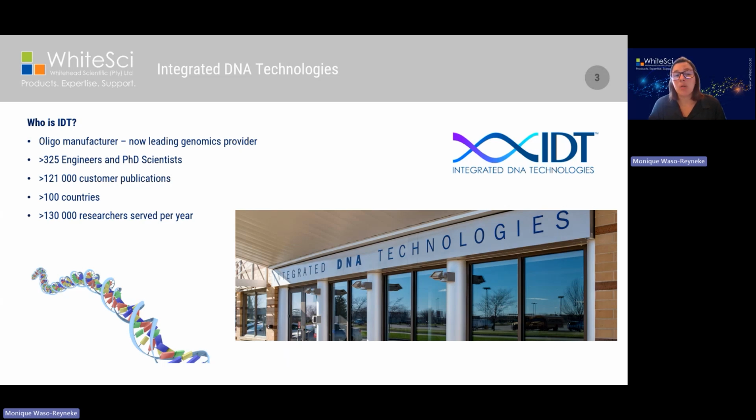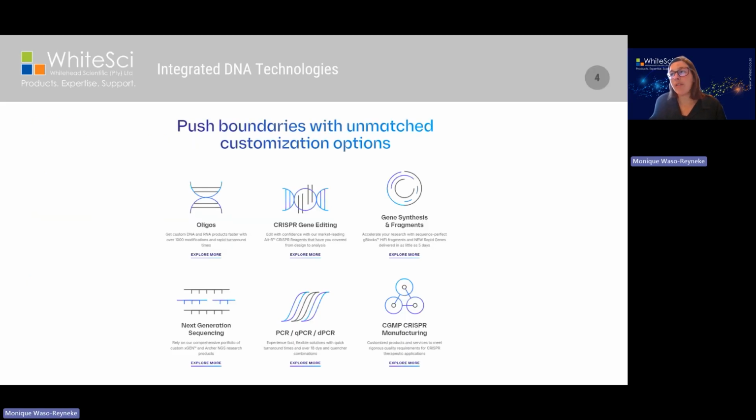They supply their products in more than 100 countries, and every year they serve more than 130,000 researchers in the genomics space. So if we look at the product offering from IDT, it can be broadly categorized in the following groups. Of course, we have our oligos, and these can be DNA and RNA products. We have standard oligos, we have oligos with modifications. So any application where you would need an oligo, we can probably help you with that. And I'm going to provide you with some more information in terms of the various options we can offer in terms of oligos in a couple of slides.